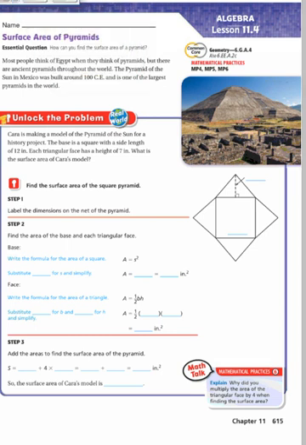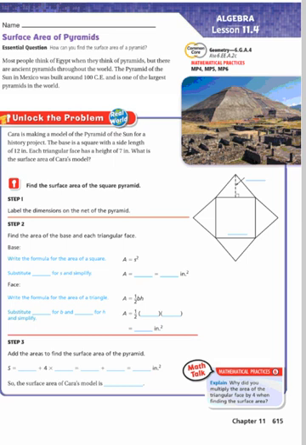Lesson 11.4. Surface area of pyramids. Essential question: How can you find the surface area of a pyramid? Most people think of Egypt when they think of pyramids, but there are ancient pyramids throughout the world. The Pyramid of the Sun in Mexico was built around 100 CE and is one of the largest pyramids in the world.